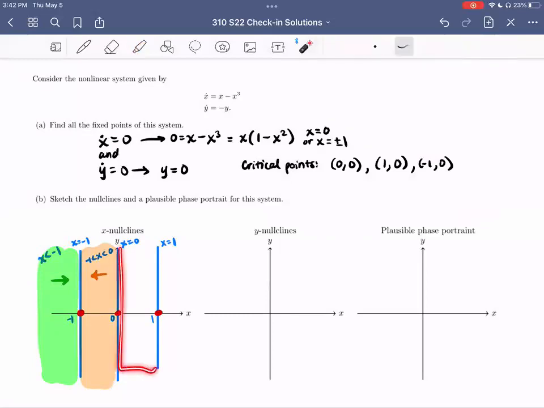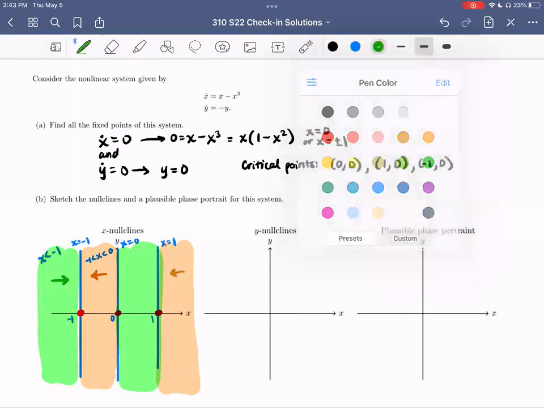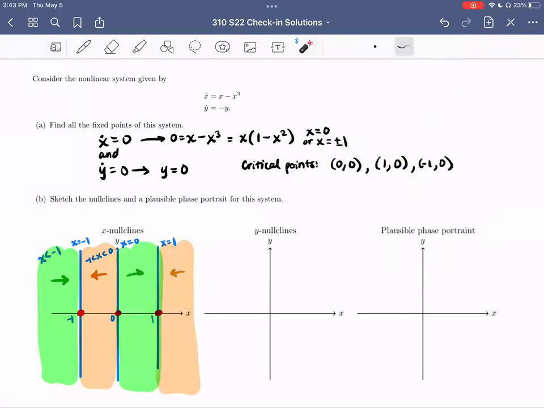And you could check other points in these other two regions. Say you check x equals 1/2 in this region and x equals 2 in this region. You would find that our trajectories move to the right in this region and to the left in this region. So trajectories are going left in that region, right in that region. Along the nullclines for x, along the curves where x dot is equal to 0, the trajectories are not going left nor right, meaning they are going exactly up or exactly down.